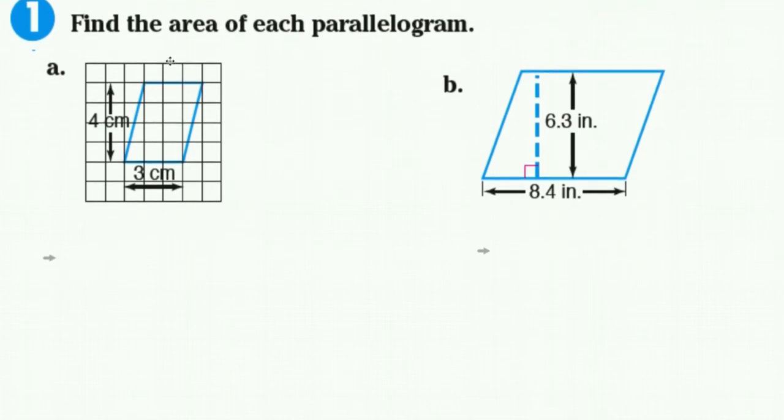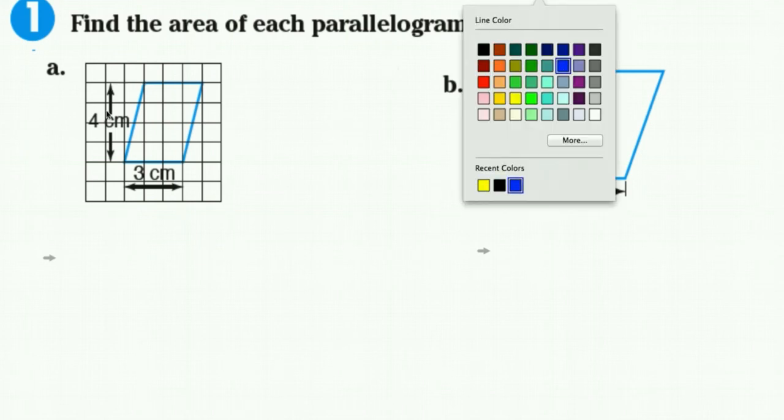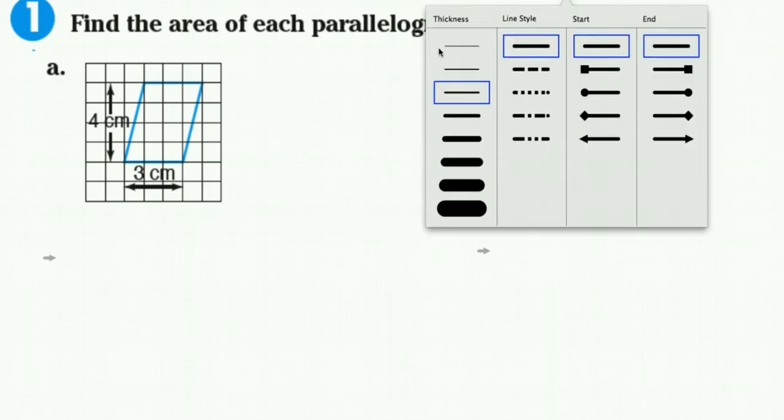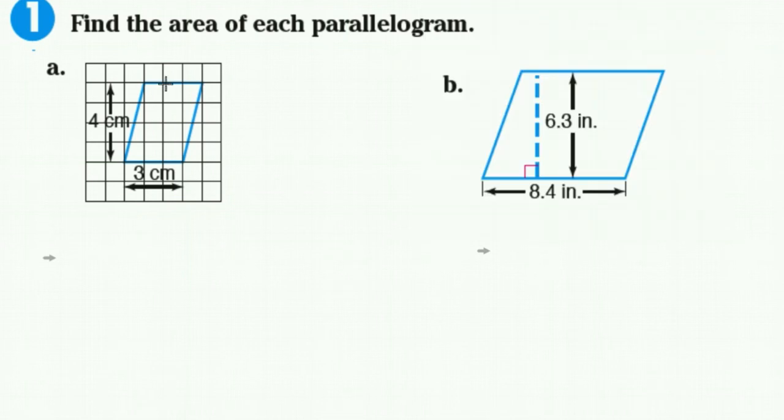So let's find the area of each parallelogram in these two examples, example A and example B. You have parallelogram A with a height of 4 centimeters and a base of 3 centimeters. If you look, the base is right here. The height is always perpendicular to the base. If this is your base, let's make it thicker, right here, and this is our height, our height is always perpendicular to the base because it creates that right angle with our base.